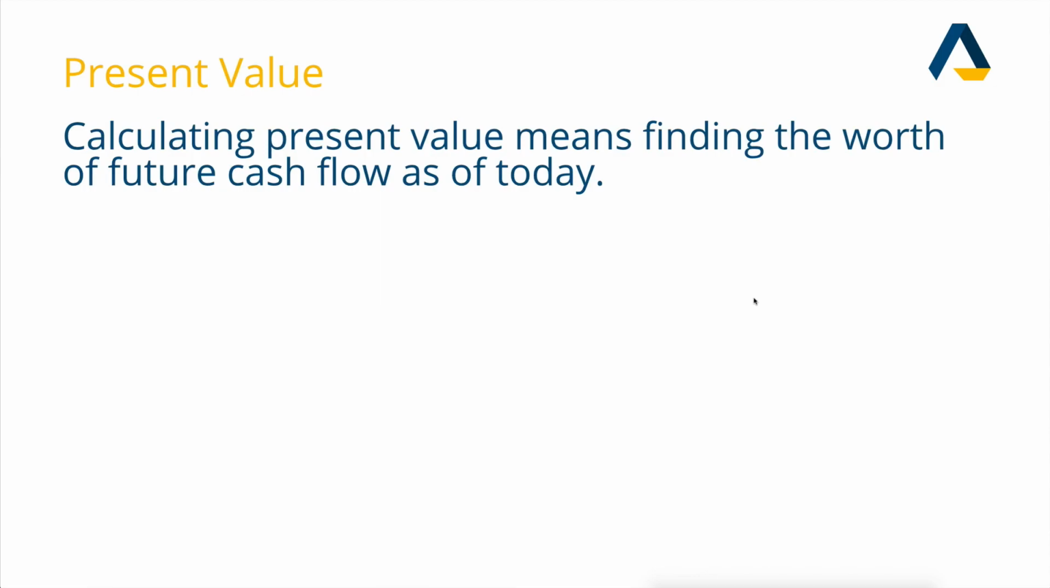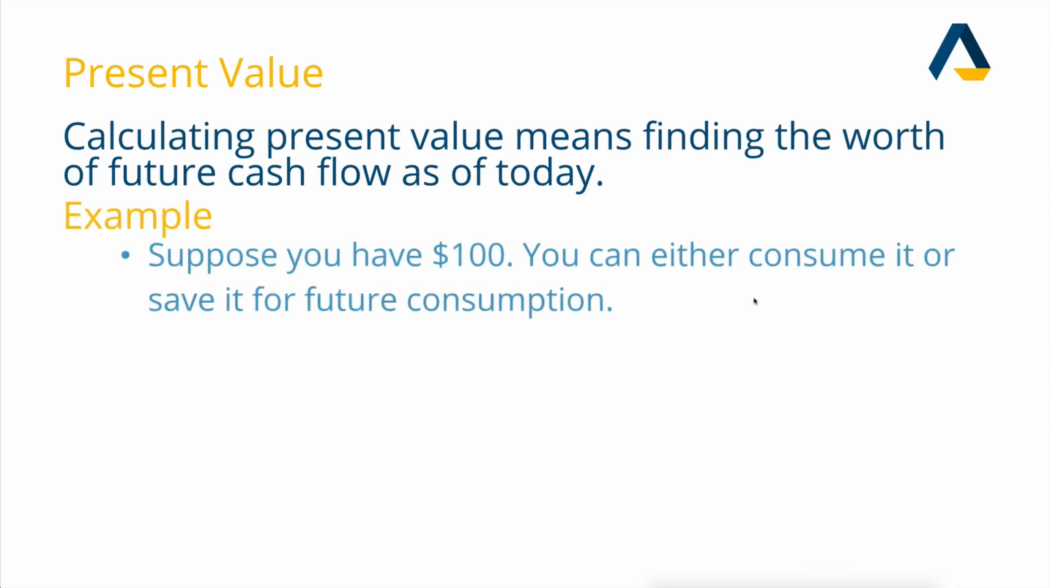So calculating present value means finding the worth of a future cash flow as of today. So what would be the value of 250,000 that I have today in 5 years time? That's what we are trying to do. We're trying to figure out today's value of the money that I'm going to get in 5 years time, and the way that works is that it gets discounted back.